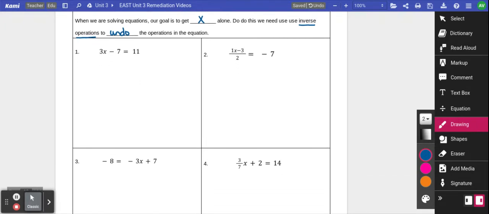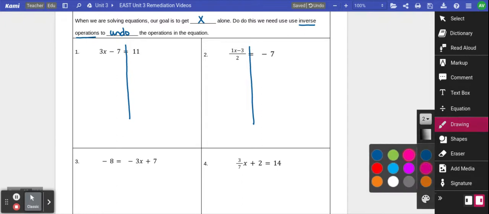Now, one of the ways I like to organize my work here is by drawing a vertical line through the equal sign. This helps me remember that an equation is balanced on the left and the right, and in order to keep it balanced, I need to make sure that I do anything on both sides of the equation.